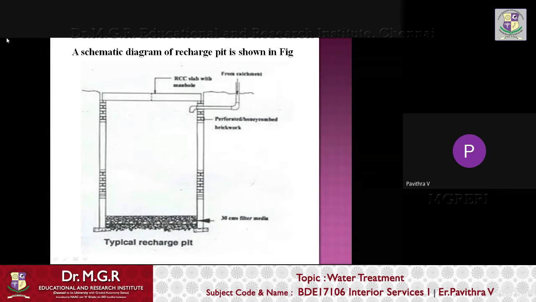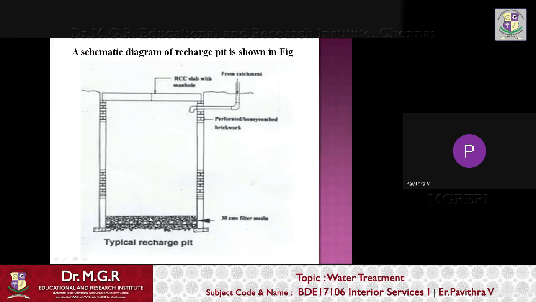Recharging borewells we have just seen, and this is another method in which we are going to dig a pit in the underground. It's up to us, we can use a rectangular, square, or circular shape. The dimension depends upon the capacity of the rainwater collected on the surface of the roof, so per roof area we will be calculating this. The surface is covered with RCC, and at the bottom of the pit we will have a filter medium of 30 centimeter.